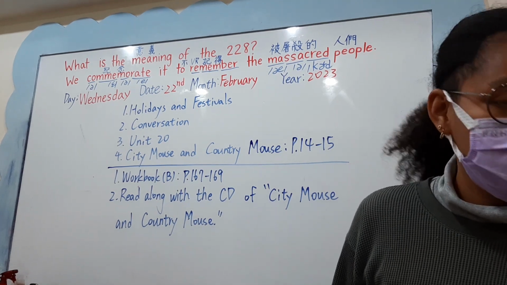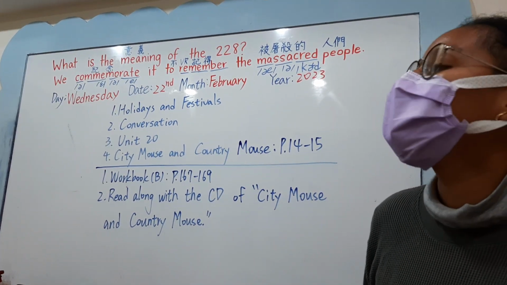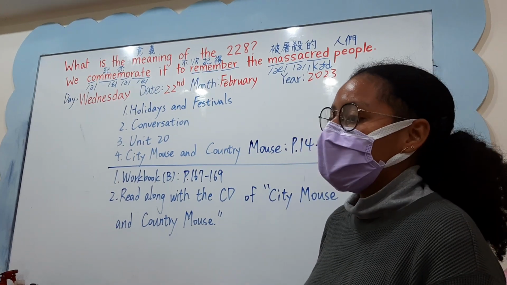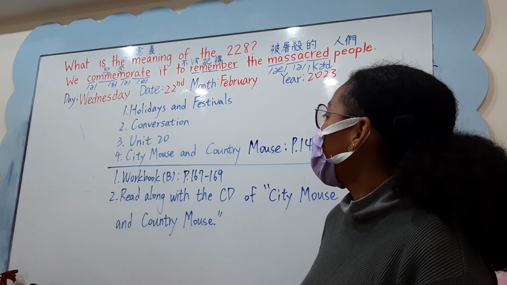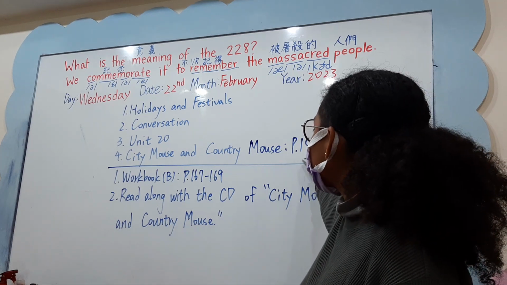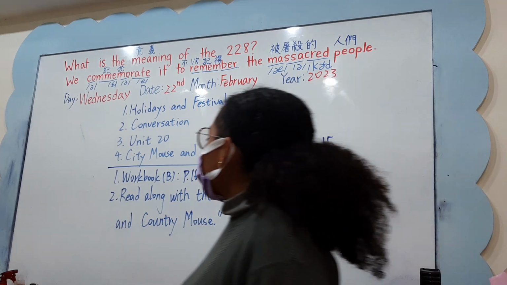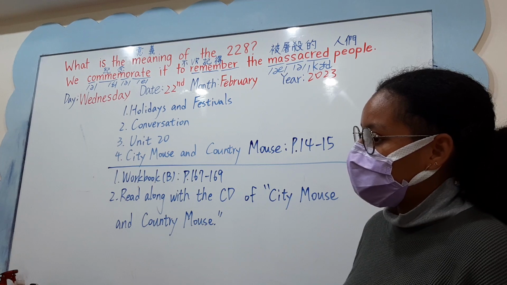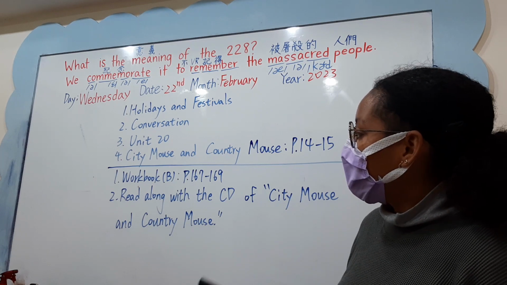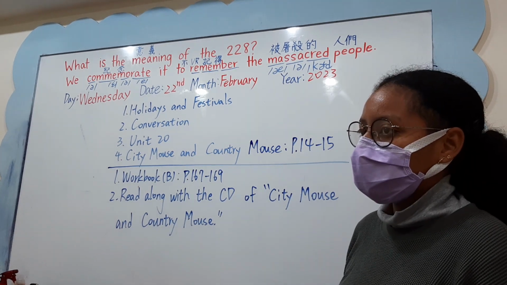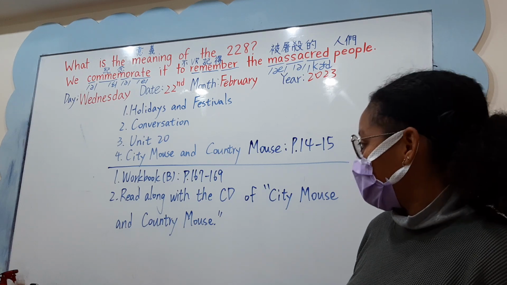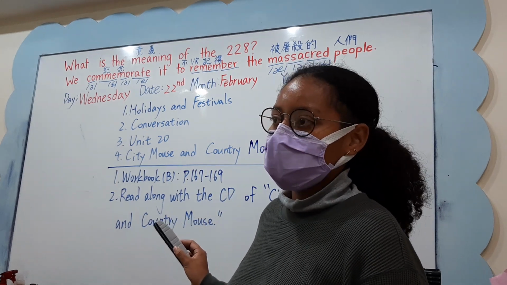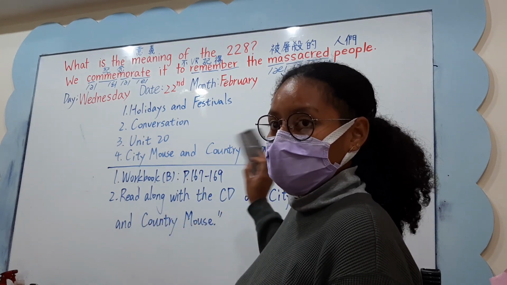Number one, Ethan. Number two, conversation. Number three, number four, Country Mouse, pages 14 to 15. What is today's homework, number one? 167 to 169. And number two? Okay, good job. Has everyone written today's lesson and today's homework? Ethan, are you done? Can I erase? Yes. Okay.